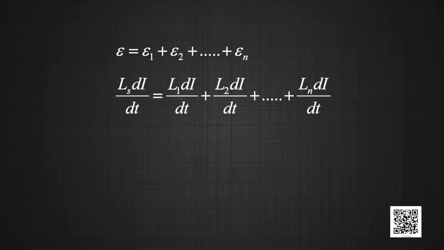So, di by dt cancels on both sides and we get Ls equal to L1 plus L2 and so on till Ln. Therefore, the combined inductance of coils connected in series is equal to the sum of inductances of the individual coils. In series, the total inductance increases.